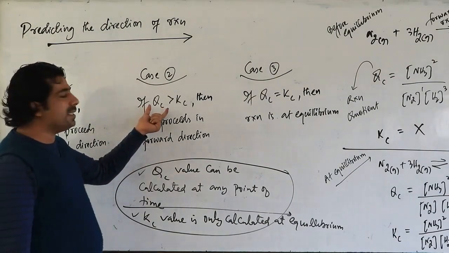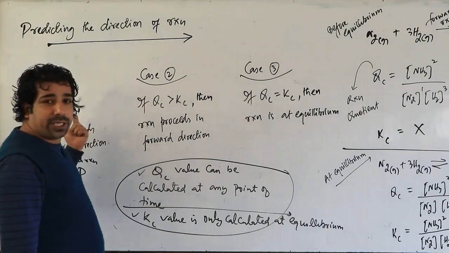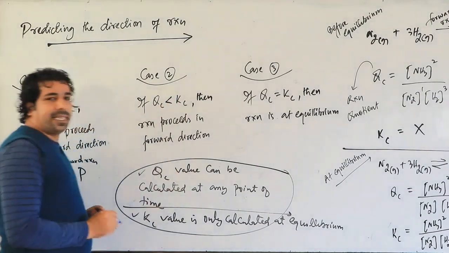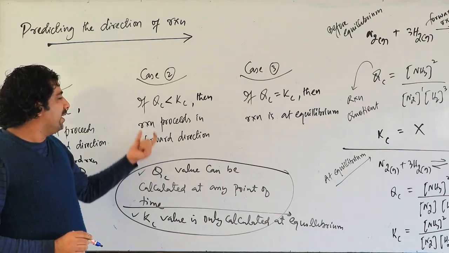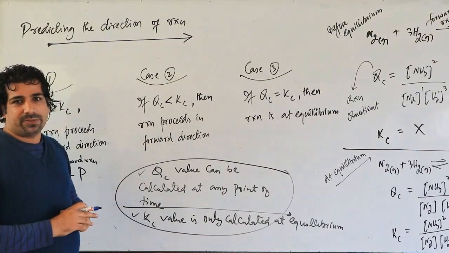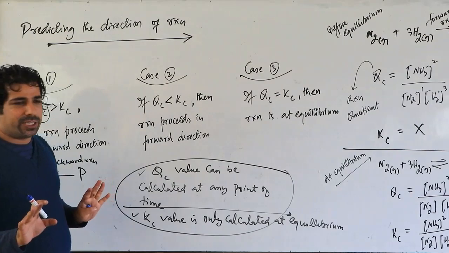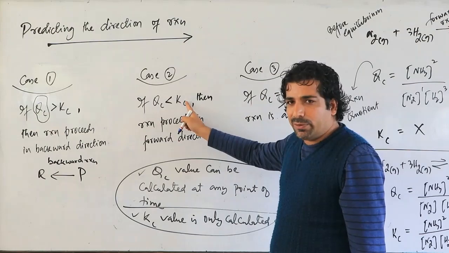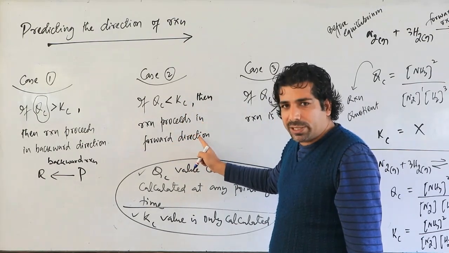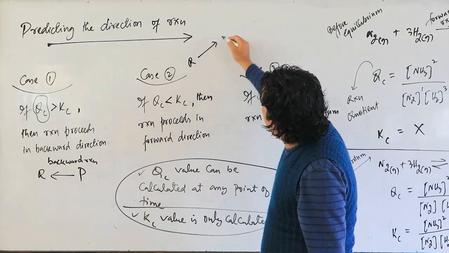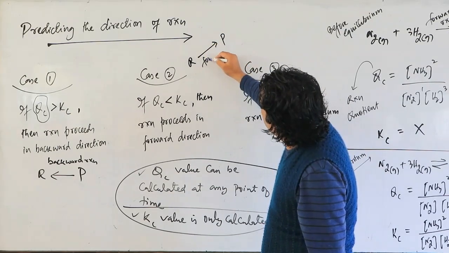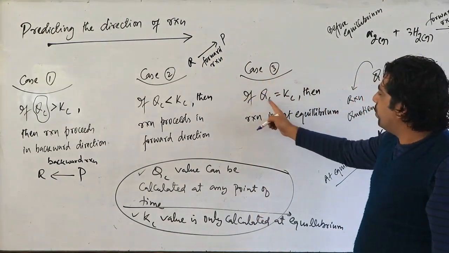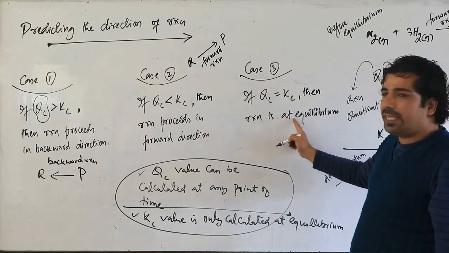Look here, I wrote Qc is greater than Kc, and here it should be Qc less than Kc. If Qc is less than Kc, then the reaction proceeds in the forward direction. What is the meaning of this? A very simple terminology is here. In the second case, the Qc value is less than the Kc value, so the reaction proceeds in the forward direction. That means here the reactant will change into the product. That is, the forward reaction will take place. Correct? Now case number 3, if Qc is equal to Kc, then the reaction is at equilibrium.